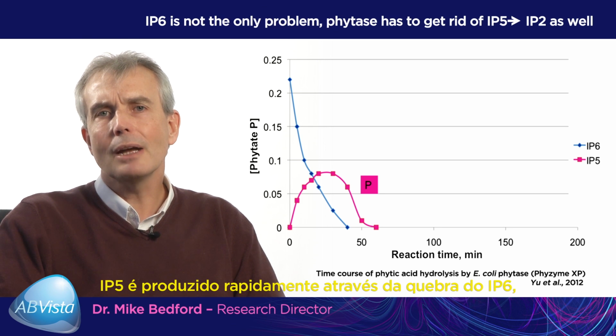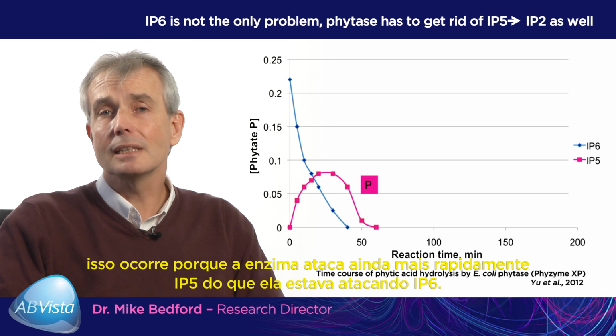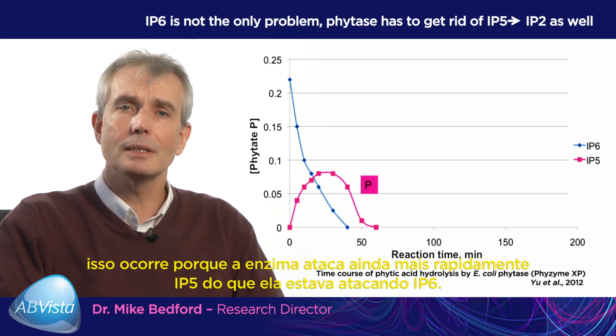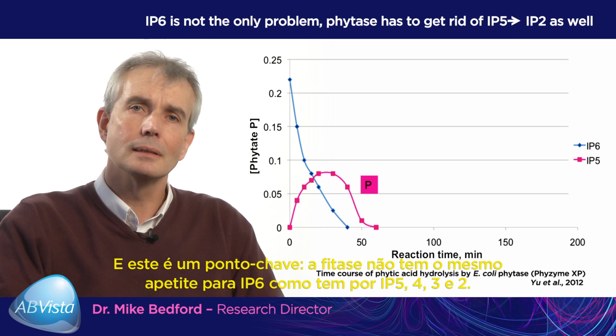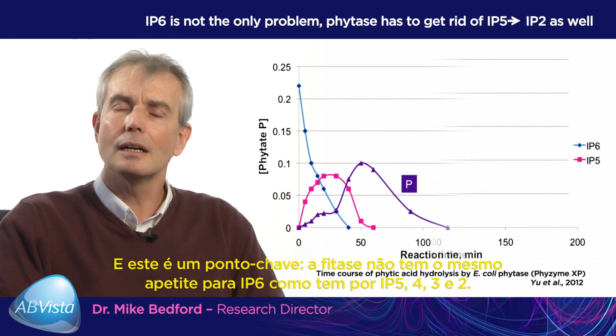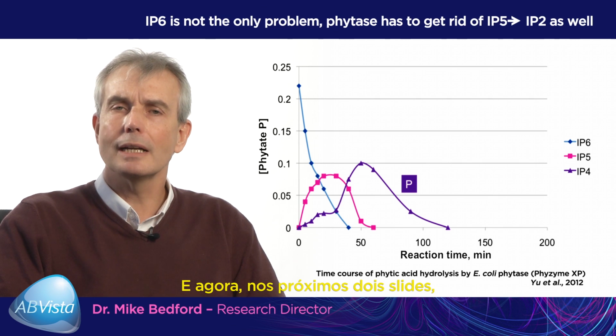IP5 is produced very rapidly from the breakdown of IP6, but you can see that it only reaches a small peak, at which point it then starts to drop in concentration. And that's because the enzyme even more rapidly attacks IP5 than it was attacking IP6. And that's a key point. Phytase does not have a similar appetite for IP6 as it does IP5, IP4, 3 and 2. And that I'm going to show you in the next 2 elements of this slide.